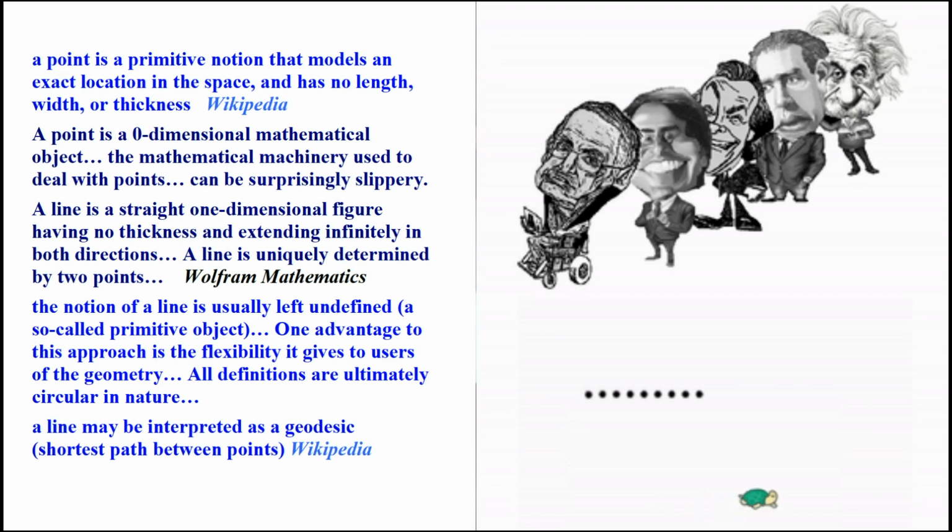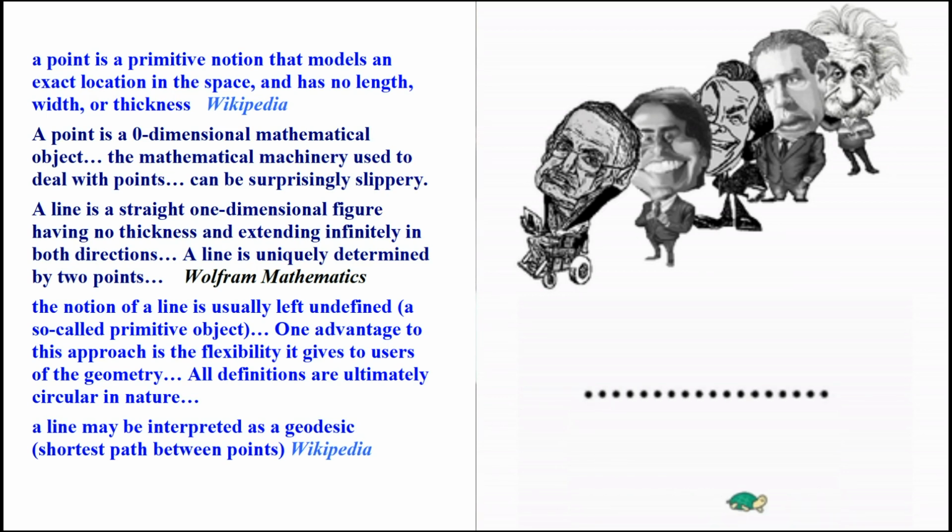A point is a primitive notion that models an exact location. What is a primitive notion? It means that it's undefined. Now, they don't want to define it because they can't define it as a location and then put a dot in there, because the dot belongs to physics. It's two-dimensional, and a location is dimensionless and is a concept. So is the point the concept, or is the point the object used to represent it pictorially? That's the question. And it says there, a point is a zero-dimensional mathematical object.